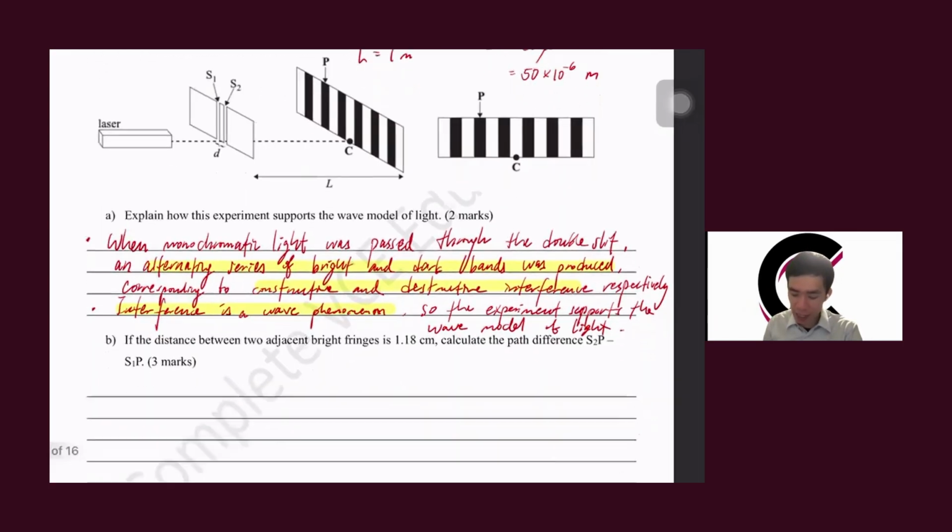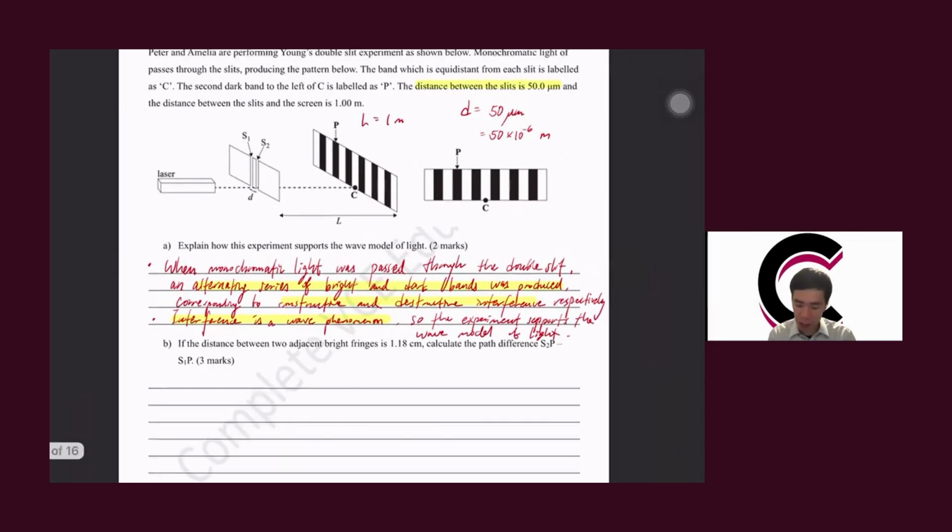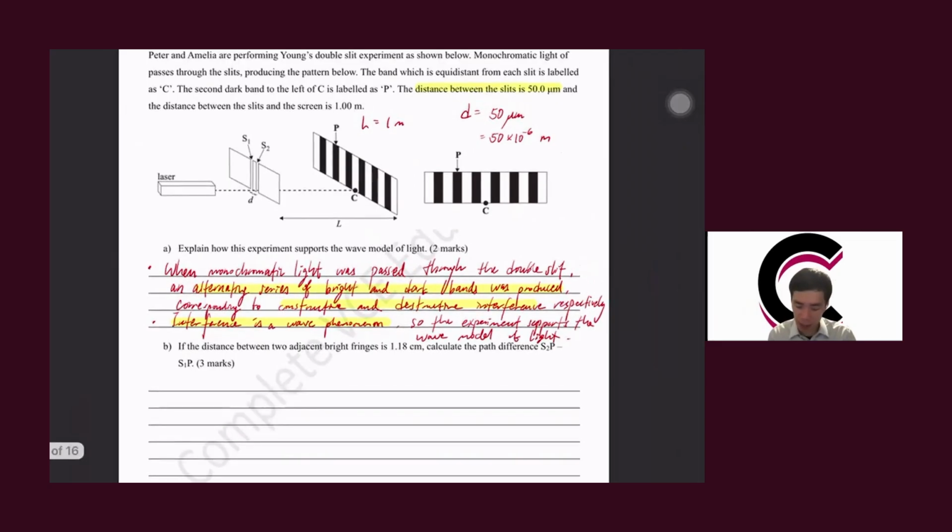Part B is calculations. So something we did before, as we read the question, will pay off. Okay, D's given, L's given, right? And all we need to do is to see what's another thing that's given, right? 2 adjacent bright fringes is 1.18 centimeters. Immediately put down delta x is 1.18 times 10 to the power negative 2 meters. Okay.